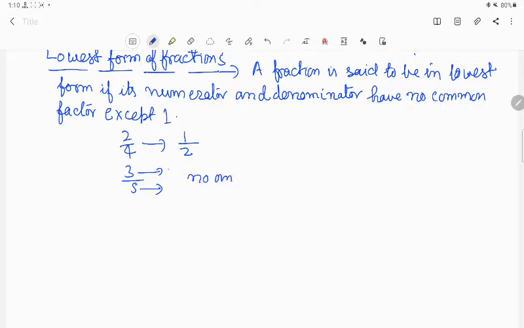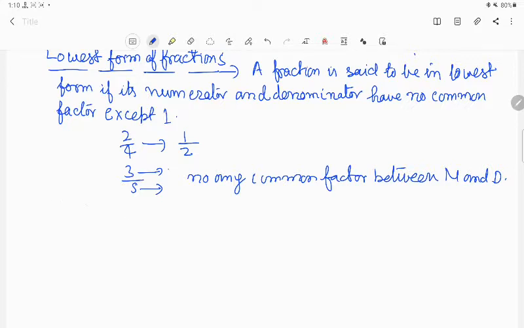No common factor between numerator and denominator. This is called lowest form of the fraction.